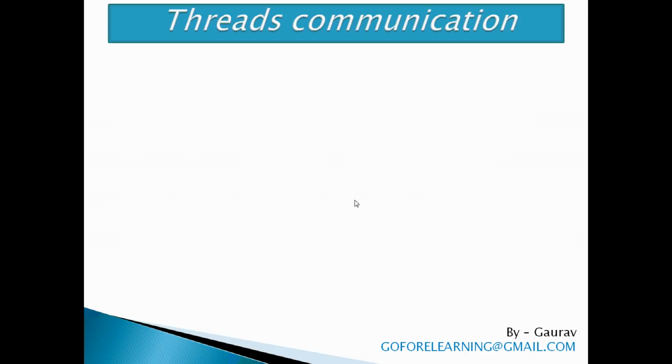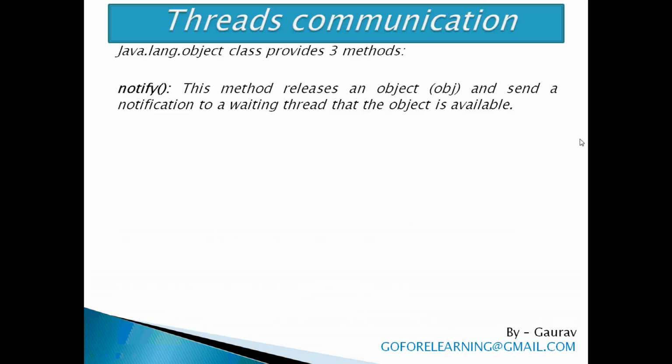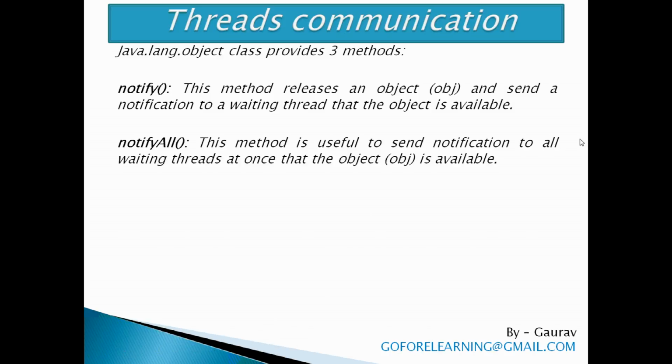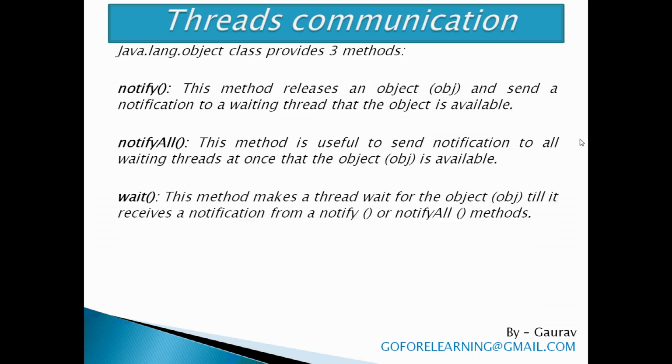How can we improve the efficiency of communication between threads? The java.lang.Object class provides three methods for this purpose. First is notify. This method releases an object and sends a notification to a waiting thread that the object is available. Another one is notifyAll. This method is useful to send a notification to all waiting threads at once that the object is available. Another one is wait. This method makes a thread wait for the object till it receives a notification from the notify or notifyAll method. It is recommended to use these methods inside a synchronized block.